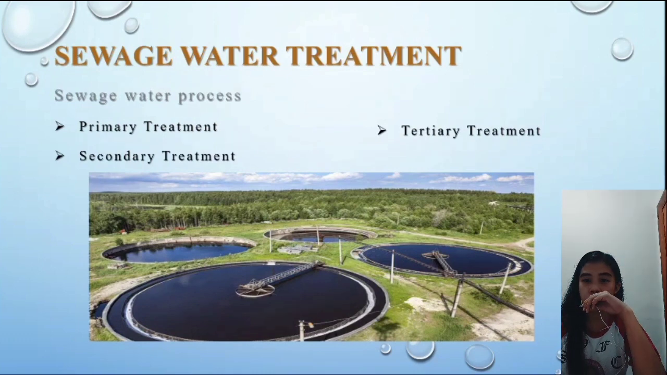The suspended growth system uses activated sludge where decomposing bacteria are mixed directly into the sewage. Because oxygen is critical to bacterial growth, sewage is often mixed with air to facilitate decomposition.